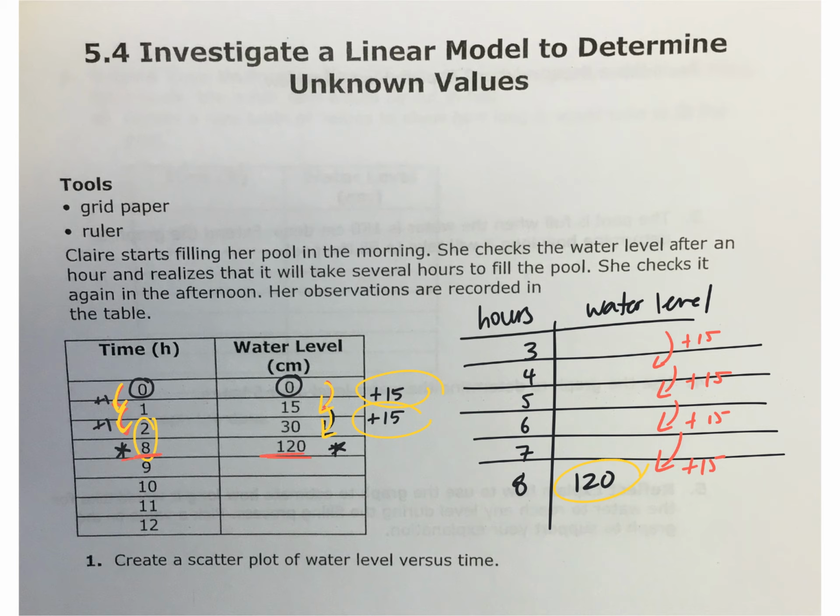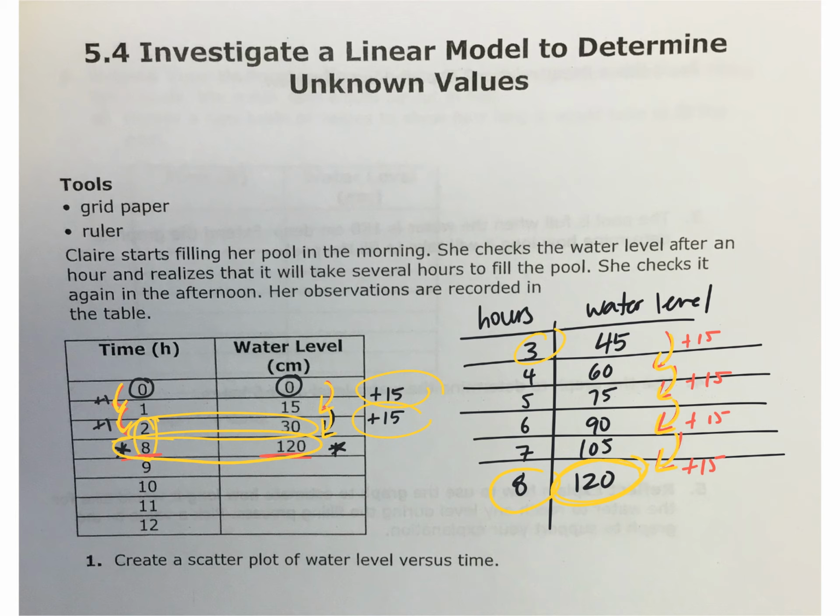So if after 2 hours it was 30, what would it be after 3 hours? If we're going up by 15, what's 30 plus 15? 45. Okay, if we add 15 every time, at 8 hours, it does get us 120 centimeters. So we know that has to be the pattern. It goes up 15 centimeters for every hour.